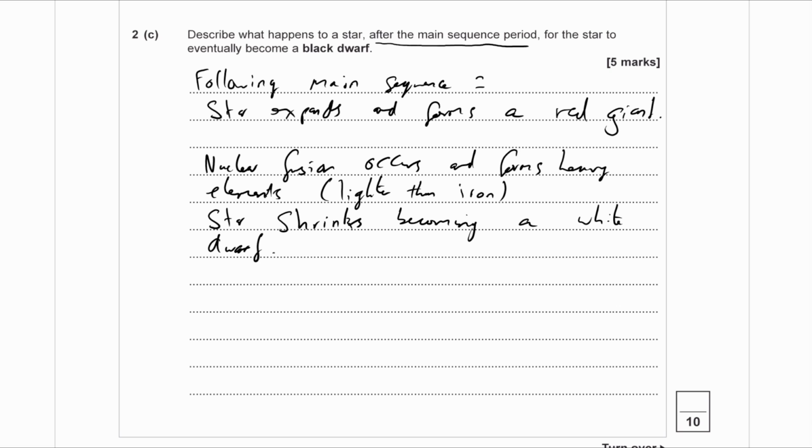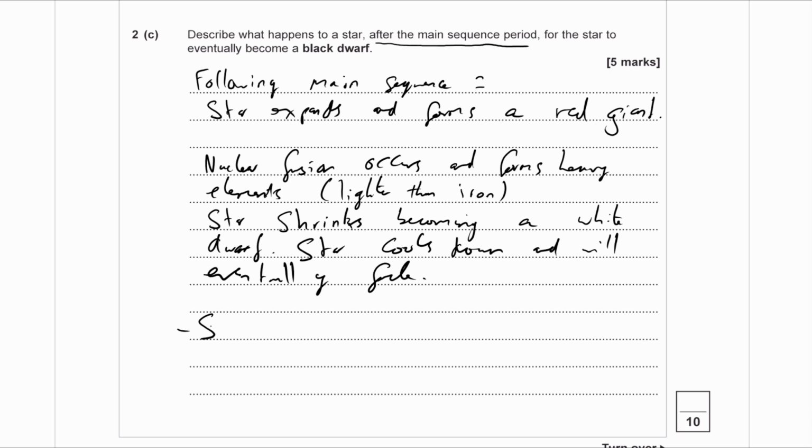As fusion gets slower and slower, the star is then going to cool down. So the star cools down and will eventually fade. Because obviously the fact that we can see the stars is a result of radiation being emitted, some of which is light. We can see stars because light is being emitted, but loads of other types of radiation are also being emitted.